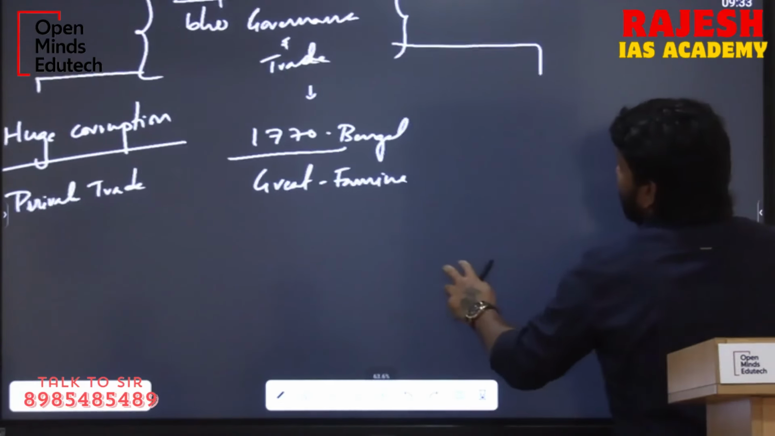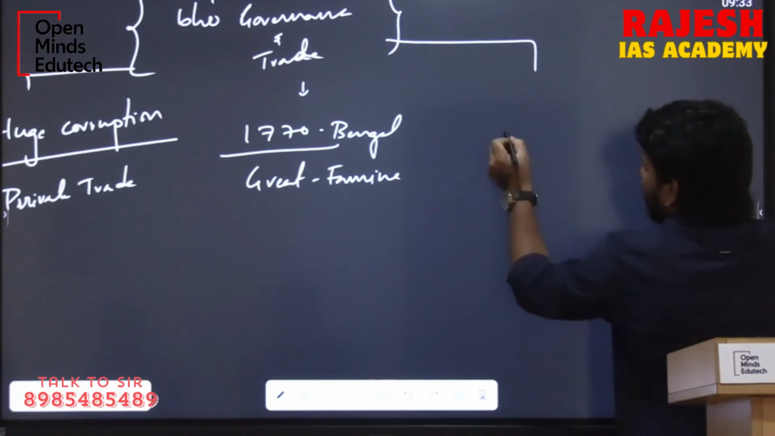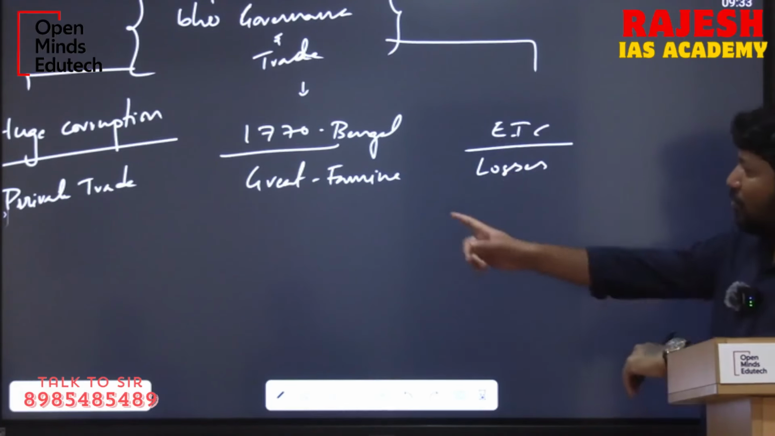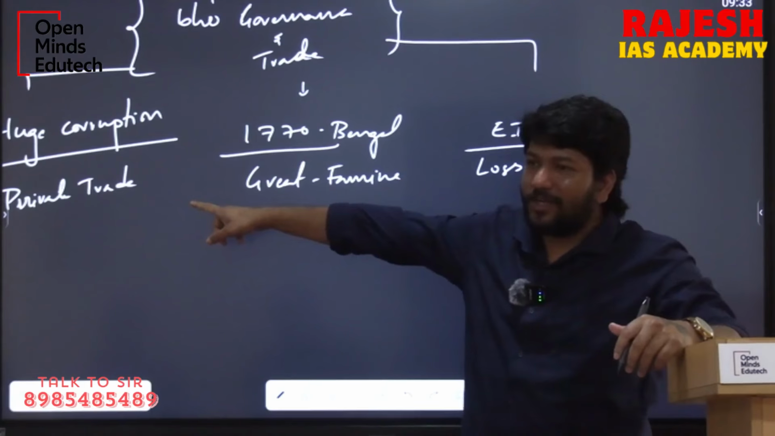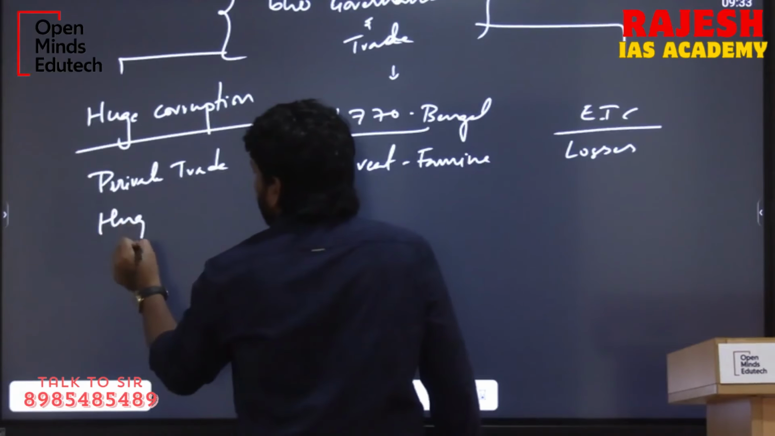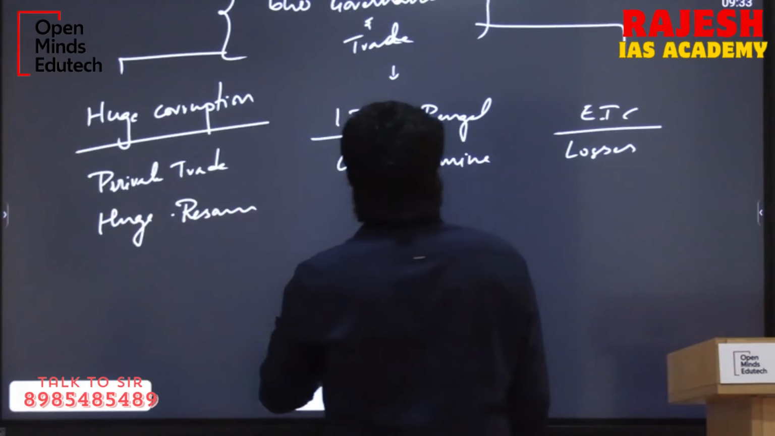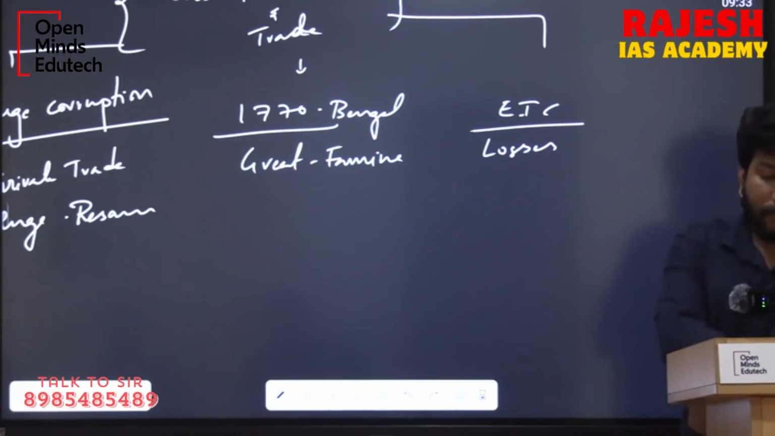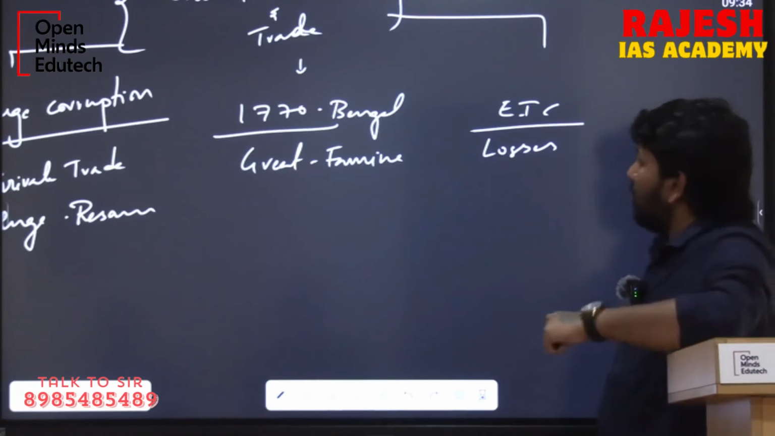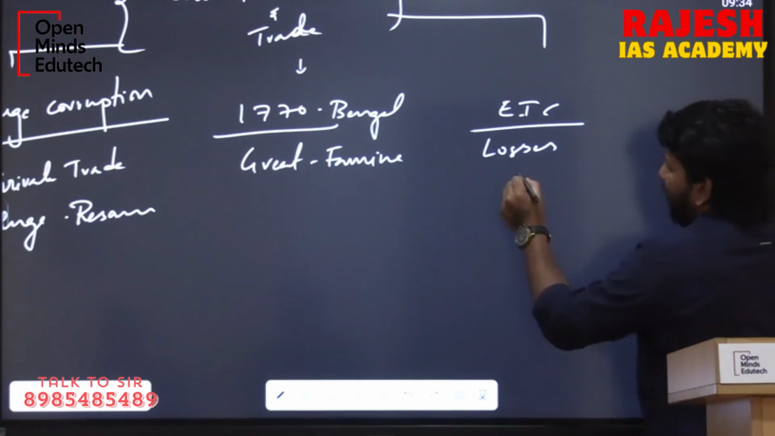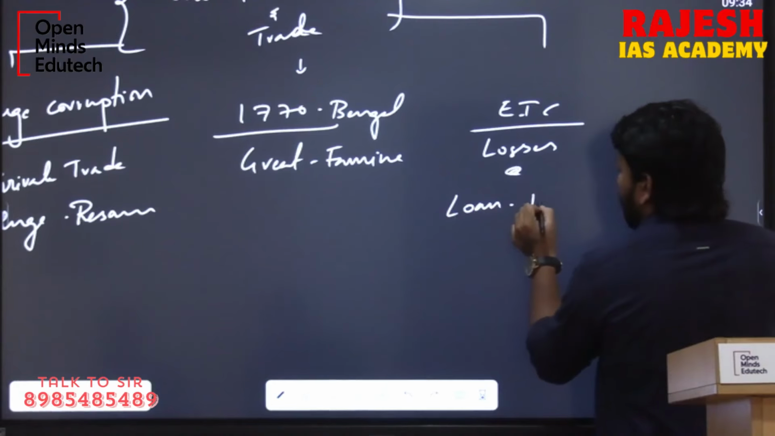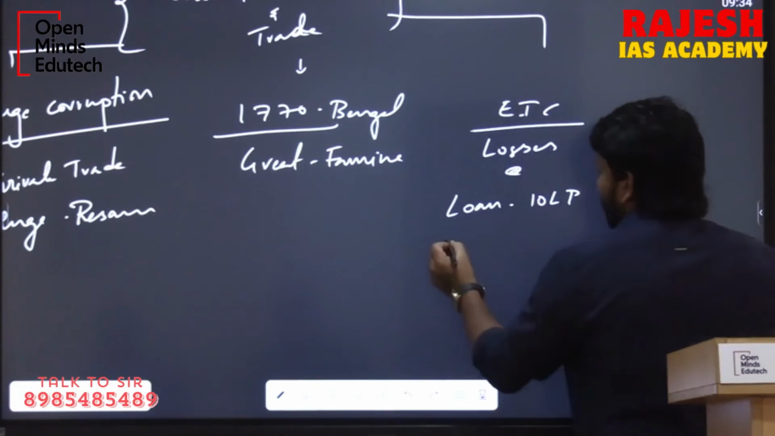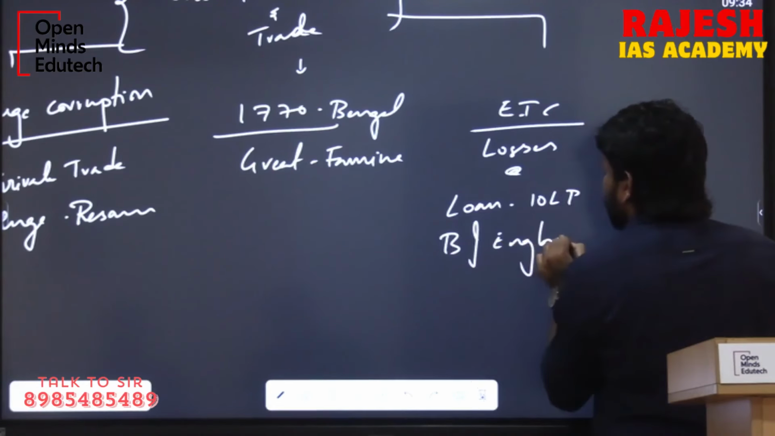Next, another important thing is, by this time the East India Company came under losses. I told you company servants are getting huge profits, huge resources, but the company became what? Losses. It almost went to bankruptcy also. Bankruptcy, losses. So it went for a loan of 10 lakh pounds from the Bank of England.